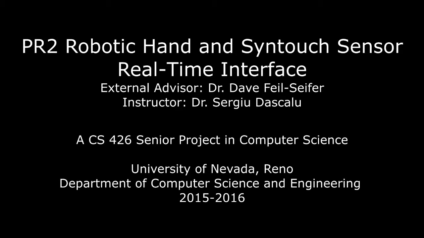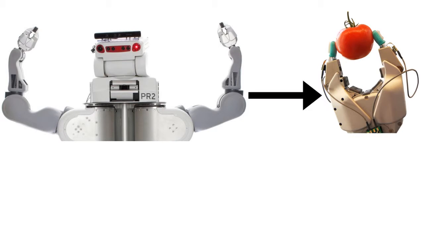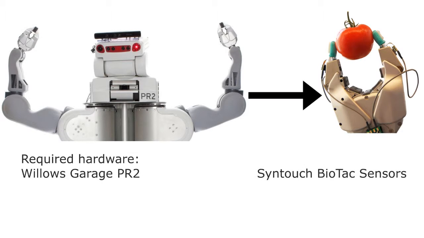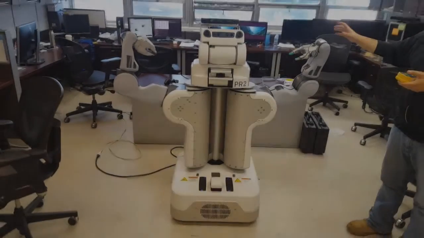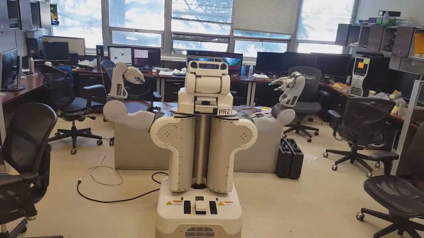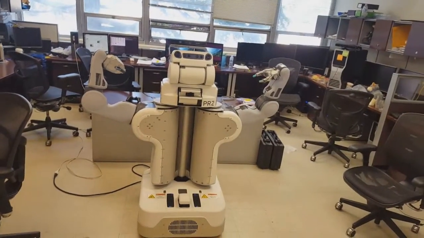Hello, and this is the PR2 Robotic Hand and Syntouch Sensor Real-Time Interface Project for the CS426 Capstone course at the University of Nevada, Reno 2015-2016. The main goal of our program is to utilize the Willow Garage manufactured PR2 robot along with the Syntouch biotech sensors to create a suite of tools which allow future researchers to quickly and easily perform their own robotic experiments.